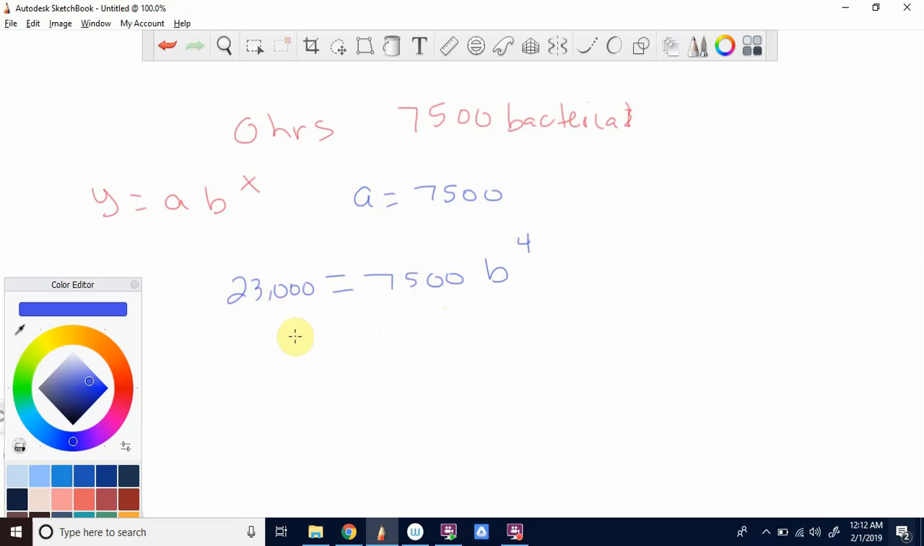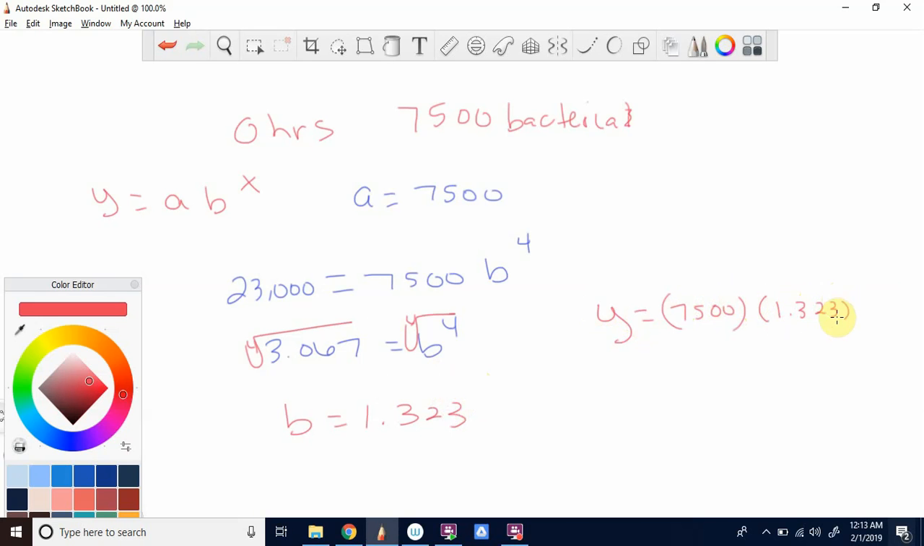All right, so we can solve this. We divide by 7,500 and we get 3.067 equals b to the 4th. Now, we learned this last time. We take the fourth root, and we get b equal approximately 1.323. All right, so now our equation is y equals 7,500, because that's our a, times 1.323 to the x power. So there's our exponential function or equation.